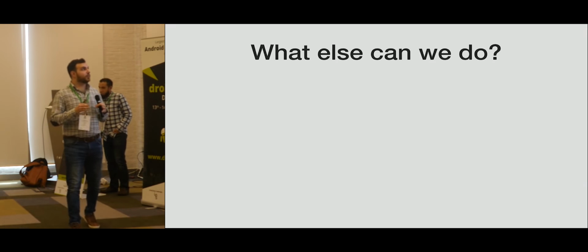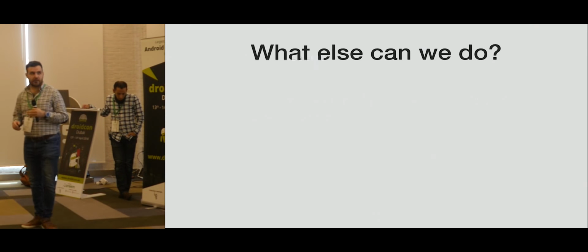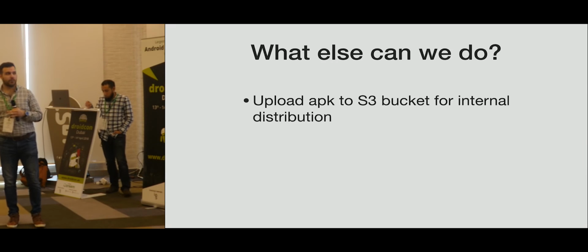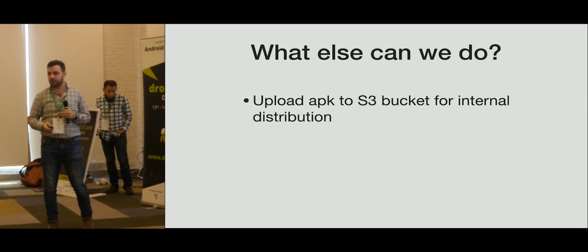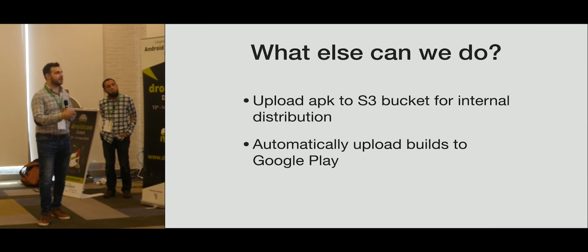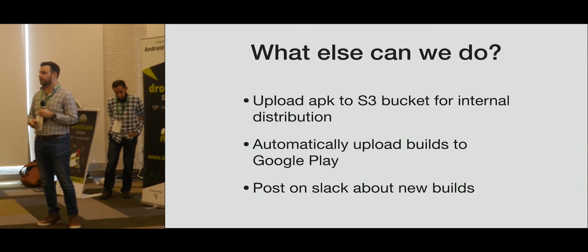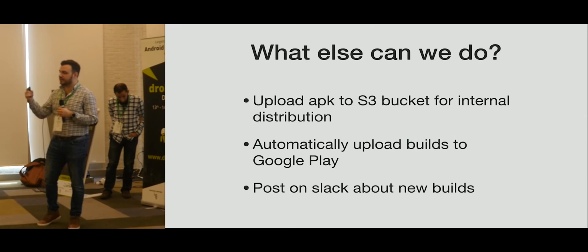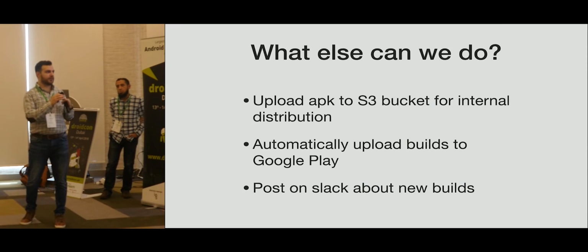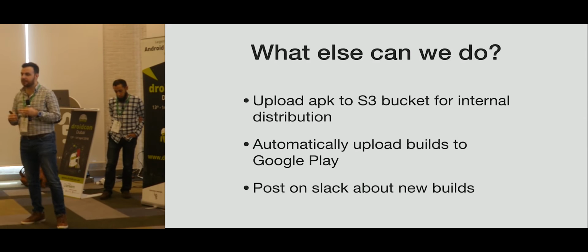So far it's all great, but what else can we do with our CI server? What other things can we discover or do with it? Whenever we have a new build, we can automatically upload it to an S3 bucket, for instance, for distribution to your QA, to do manual regression if needed, or you can automatically upload your builds to Google Play, alpha or beta channels, or even production at a set release date. Or you can even post on Slack that you have a new build, and from the commit messages, you can say what the differences are.